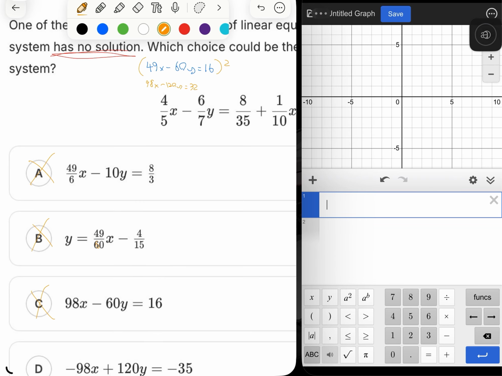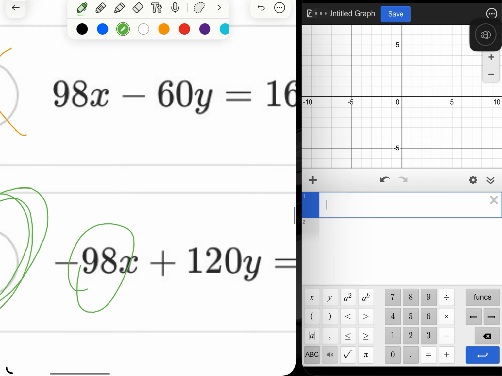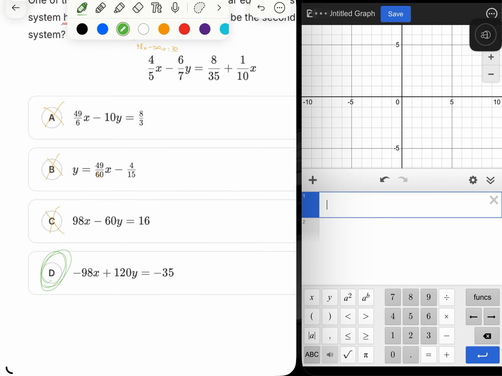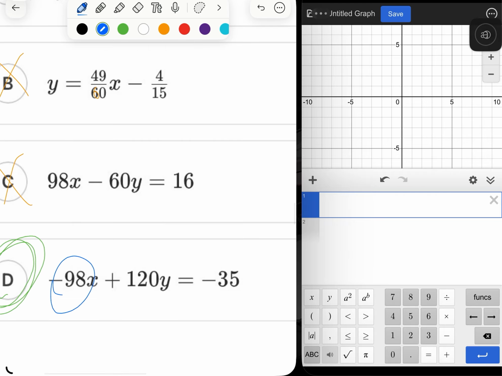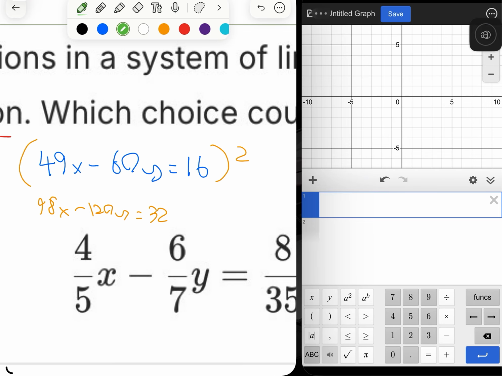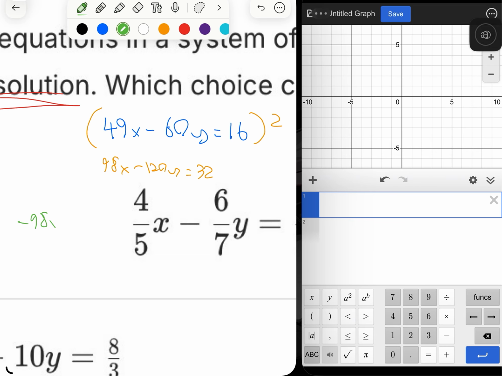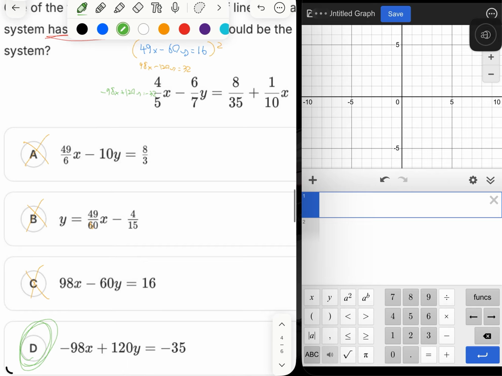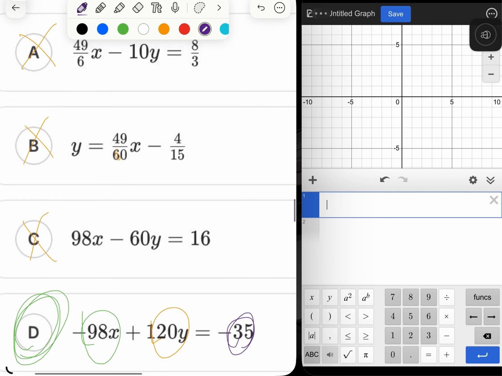So it's not C. Of course, that does leave D as our answer choice, but just to check, you have a negative 98x, and this is set equal to negative 35. If you think about it, let's multiply everything by a negative. So if you multiply this by negative, you get negative 98x plus 120y equals negative 32. So now look at this. The negative 98x matches, the 120y matches, but the constant term is different. So that's how you know this is the answer choice here.